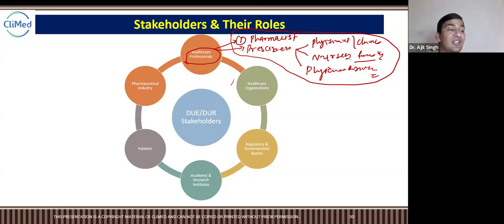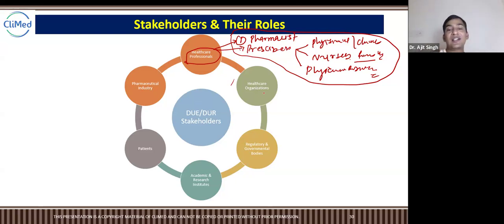When it comes to the nurses, nurses administer the medications and monitor the patients for adverse effects. They are also responsible for reporting drug-related issues to the healthcare team, and they participate in patient education about medication adherence or medication administration. So understand, these are the major stakeholders for the DUR or DUE.